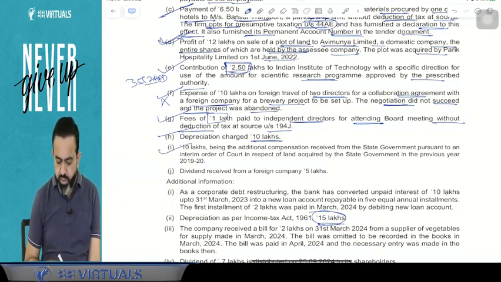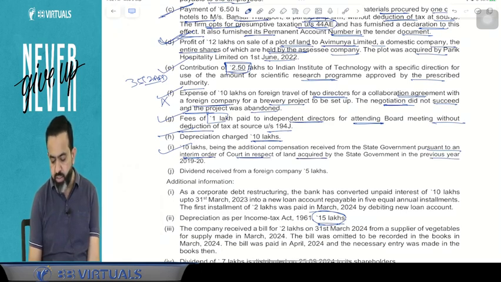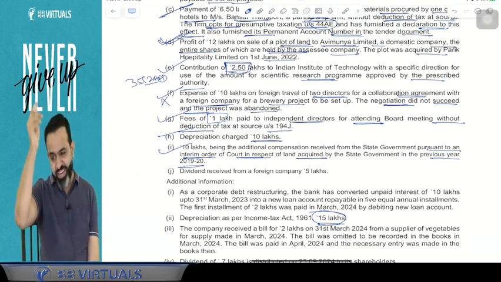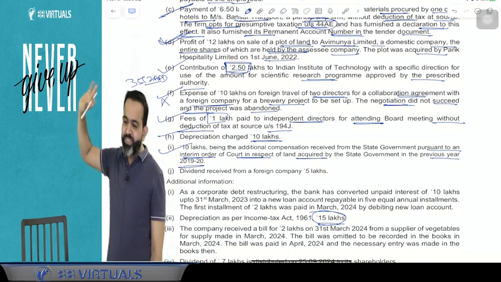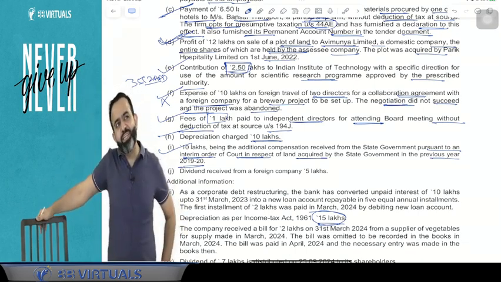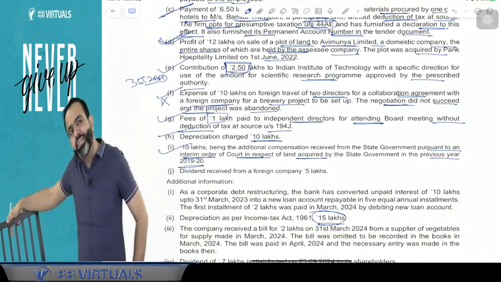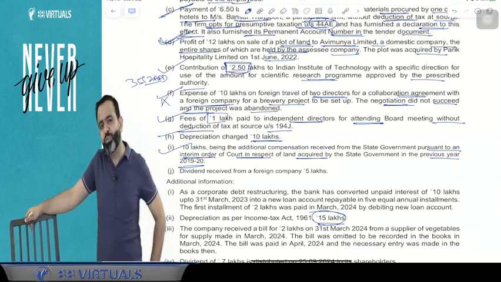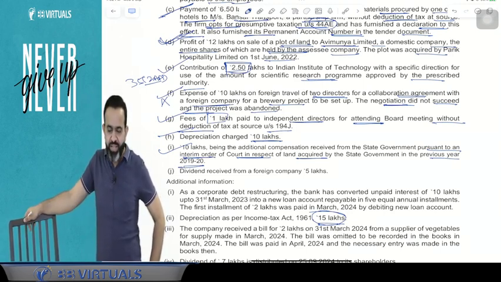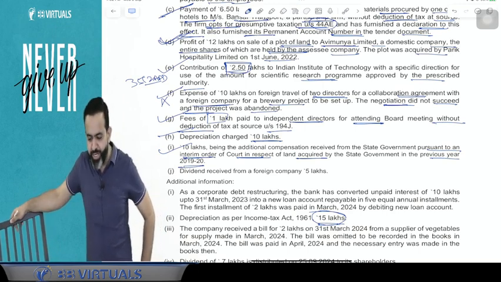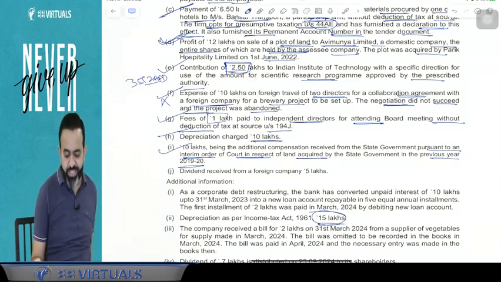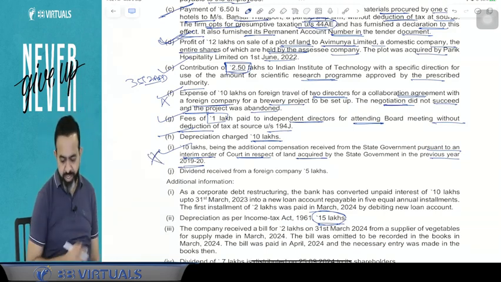Now 10 lakh being the additional compensation received from the state government pursuant to the interim order of a court in respect of land acquired by state government in the previous year 1920. Guys, here this point is from capital gain. Now capital gain we have already completed approximately 15 days ago. In capital gain, if you remember, we discussed one concept: if any compensation is received due to the interim order of any court, then that is not taxable now. It is going to be taxable in the year in which final order is made.